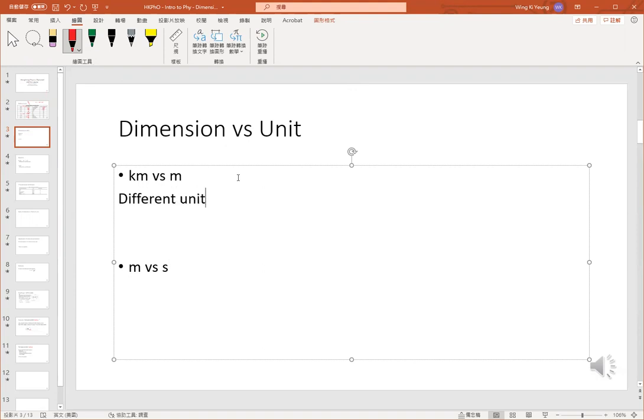they are different units, but they measure the same thing. They are both units of length. They are used to measure the same quantity, the length. So we say that they have the same dimension. And meter and second, of course, are different units and also different dimensions. One measures the length, one measures the time.